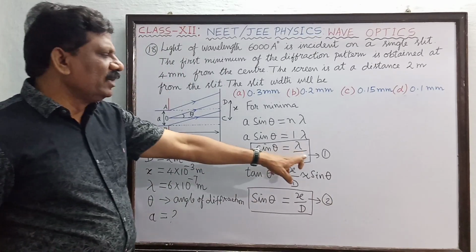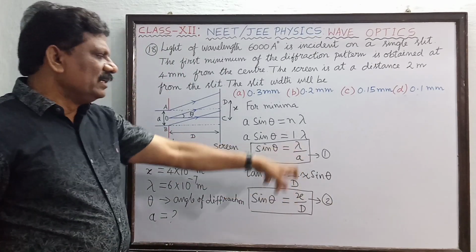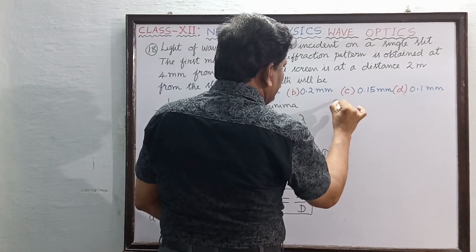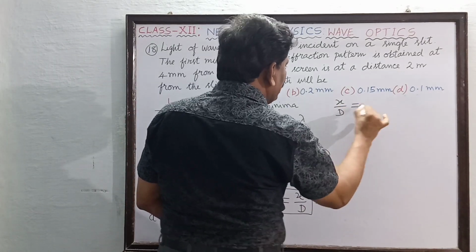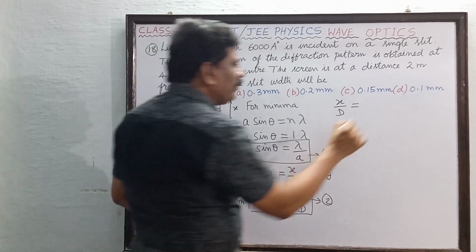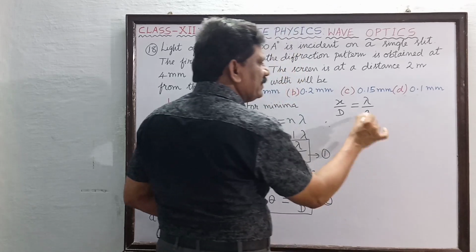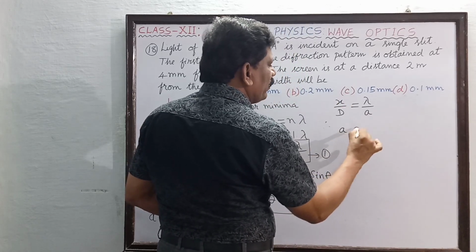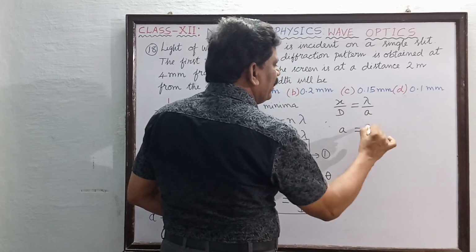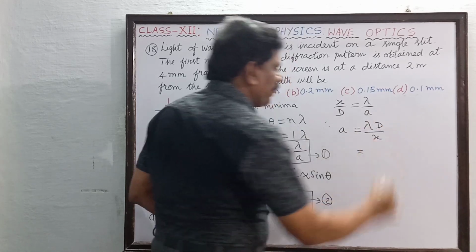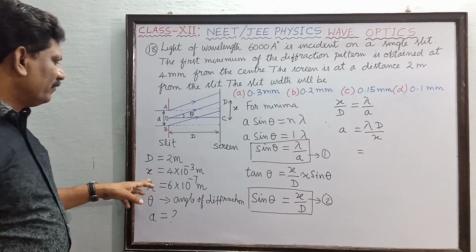Now I am going to equate the right hand sides of equations 1 and 2. So x by capital D is equal to lambda by a. Therefore, what is a equal to? Therefore, a is equal to lambda into capital D divided by x. So we have to substitute these values now.